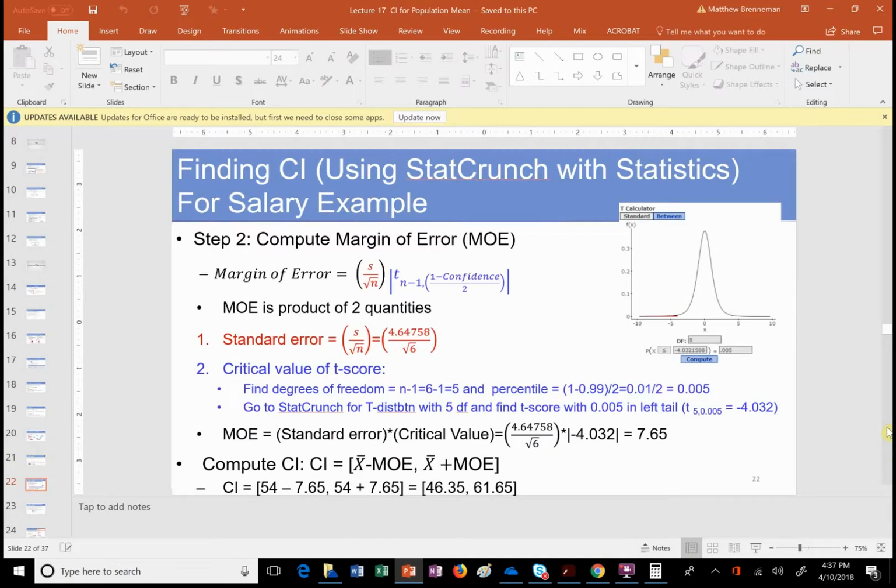Okay, so we go ahead and just compute those. And so this is what we have. The margin of error is the product of these two things. We can find the critical value by first finding the degrees of freedom, and then we compute the percentile from the confidence: 1 minus the confidence, divided by 2. And then we find the t-score that has alpha over 2 in its left tail for 5 degrees of freedom. Then we multiply them and we get our answer. And now we're ready to actually compute the confidence interval. So now we're basically done. The last step is just to compute the confidence interval.